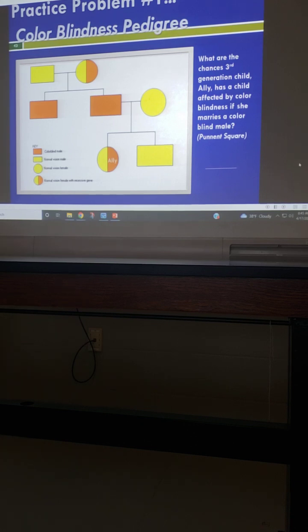Yes? Quick question. How did the F1 generation be colorblind? Yeah, so I'm not sure if they have, I need to switch because really this shouldn't be able to be colorblind based on that. It's almost like they have it switched. I don't know, so I need to take a look.